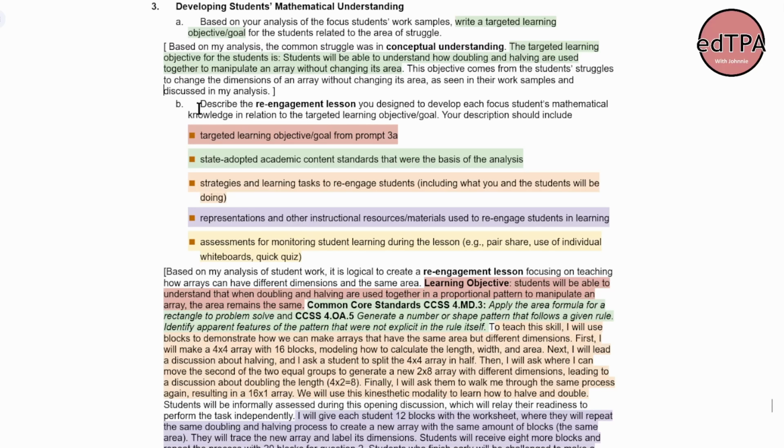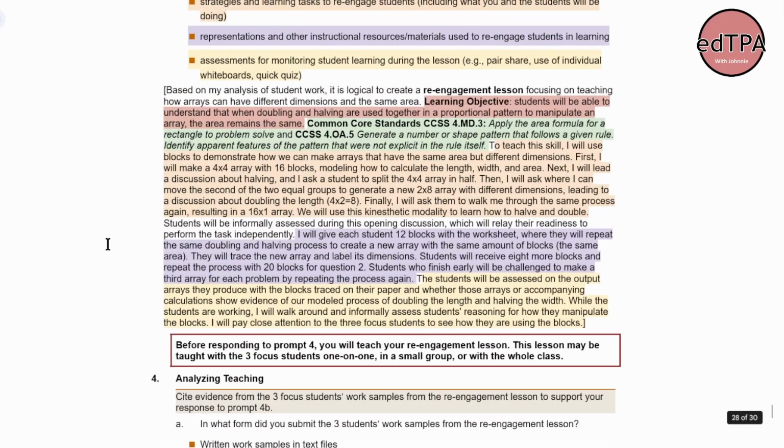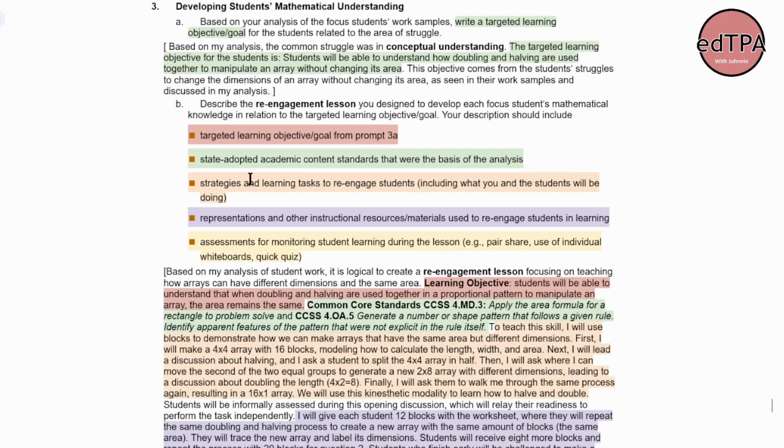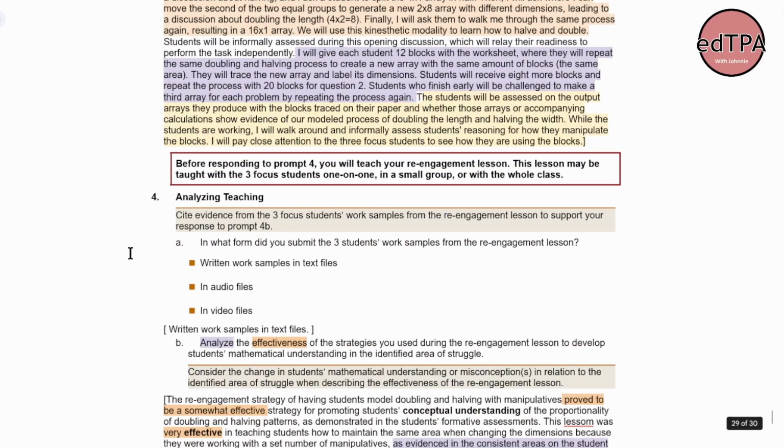For B, this is describing the re-engagement lesson, and you need to target all of these. So your targeted learning objective, which you wrote up here, your content standards, the strategies and learning tasks you set out, representations and materials, and then your assessments. And this person does all those things straight up. Learning objective, Common Core standards, strategies, tools, resources, materials, and then the assessments down here. This is a list, just go through it. It doesn't show up on the rubric, just do a good job with it.